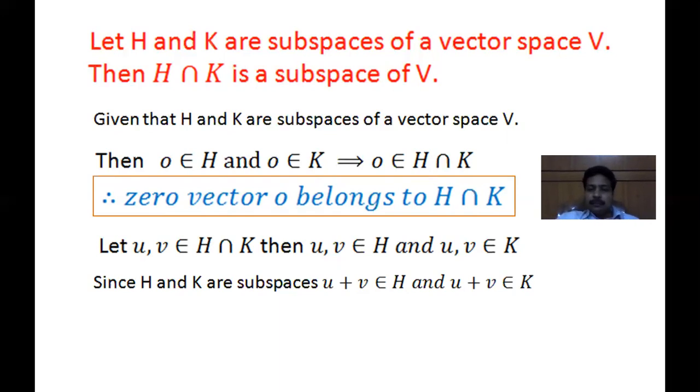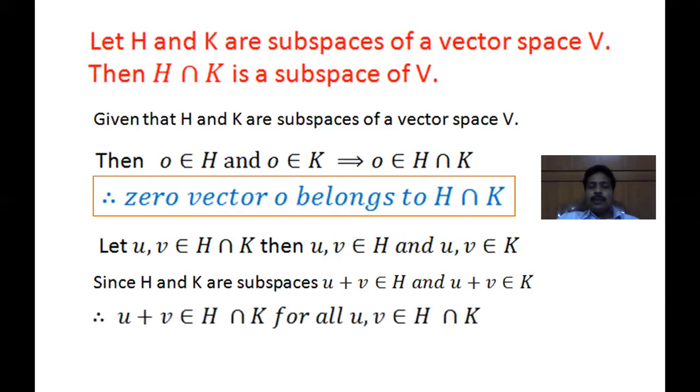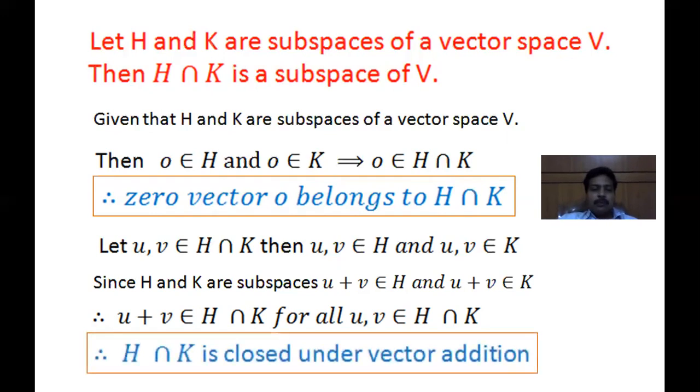So now I can say that U plus V belongs to H intersection K for all U and V belonging to H intersection K. So H intersection K is closed under vector addition. So our second property is also fulfilled by H intersection K.